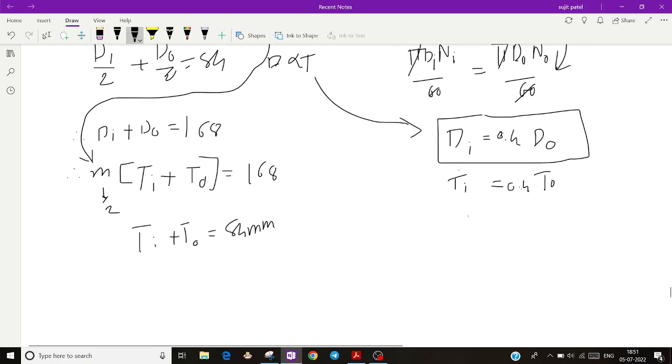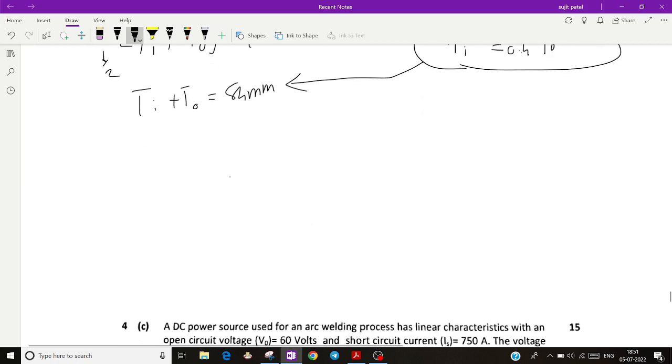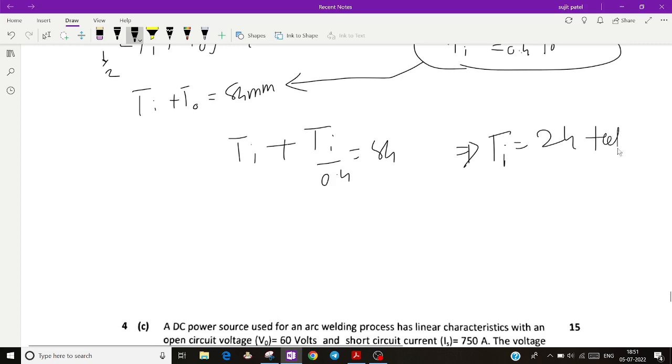Now we have one relation of Ti and To. Put this relation over here and you will get Ti plus Ti by 0.4 is equal to 84. When you solve this, the teeth of the driver gear is 24 teeth. So this is the answer.